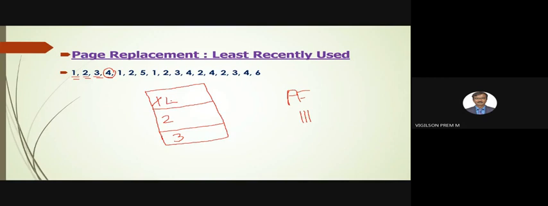Consider this here. It is the same as FIFO. In first in first out also we are replacing the first come first serve. So here 1 is the first come first serve. So we are replacing almost the same. Let us see when it will differ.